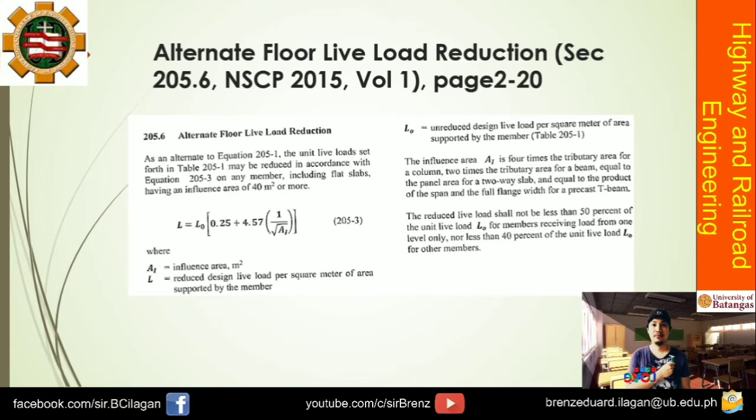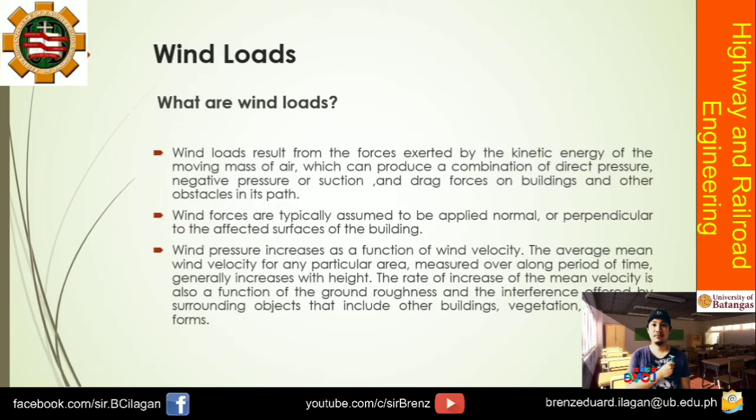Okay? So the influence area AI is 4 times the tributary area for a column, 2 times the tributary area for a beam, equal to the panel area of a two-way slab, and equal to the product of the span and the full flange width for a precast T-beam. The reduced live load shall not be less than 50% of the unit load LO for members receiving load from one level only, nor less than 40% of the unit live load LO for other members. So nagbigay siya ng condition dyan, so dapat masasatisfy mo yan unless mali yung magiging sagot natin.